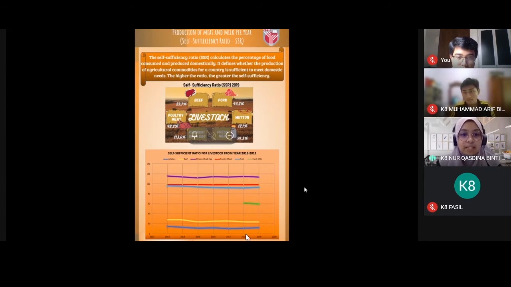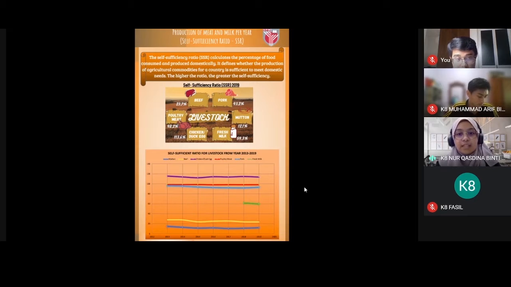As we can see in the picture here, which is the self-sufficiency ratio SSR for the year 2019 for the livestock, there is beef, pork, mutton, fresh milk, chicken, chicken and duck egg, and poultry meat. And as we can see here, there are the percentages. Some of it is higher than 100% and some is lower than 100%.